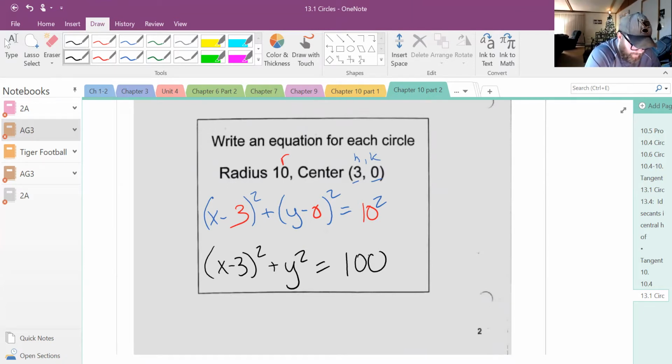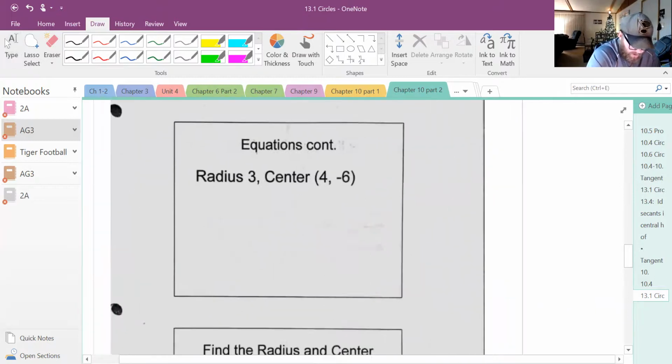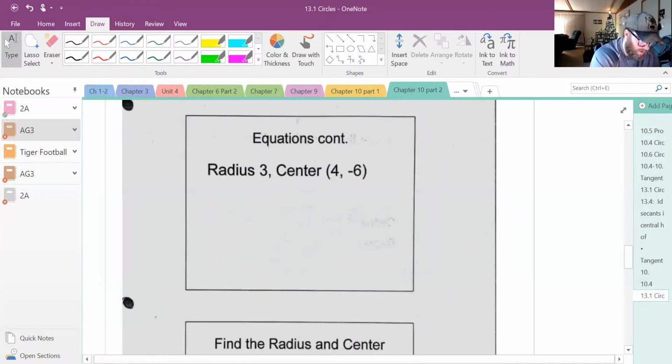Done. Okay, next one. Now we got a radius of 3 and a center of 4 and -6. Pay attention to the -6 here. This is where you guys trip up all the time. First step, label your variables. My r, my h, and my k. Second step, start plugging into your formula.